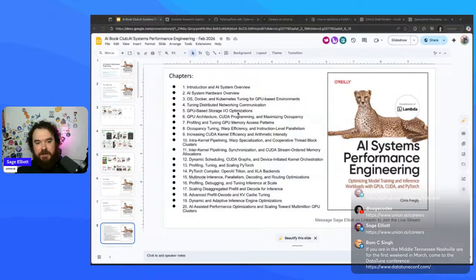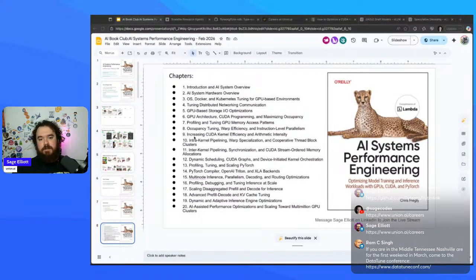Chapter 5 was GPU-based storage and input-output optimizations. Then we had GPU architecture, CUDA programming, and maximizing occupancy. Then we had profiling and tuning GPU memory access patterns. Then we had occupancy tuning, warp efficiency, and instruction level parallelism. Again, we'll break down, at least I'll do either my takeaways or break down these chapters more, whatever people end up wanting to do.